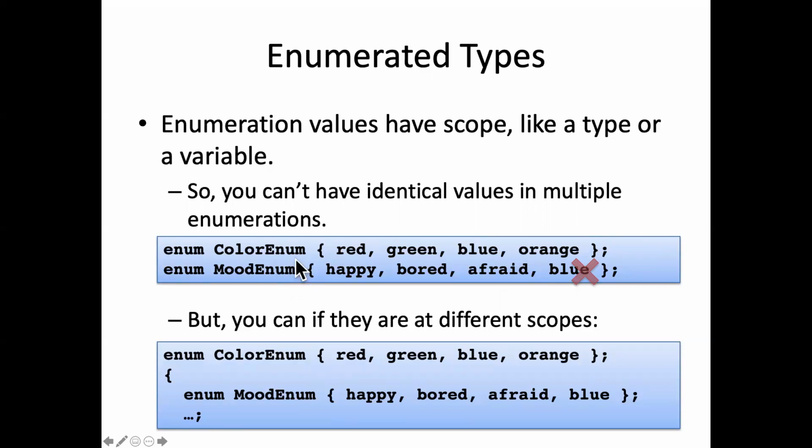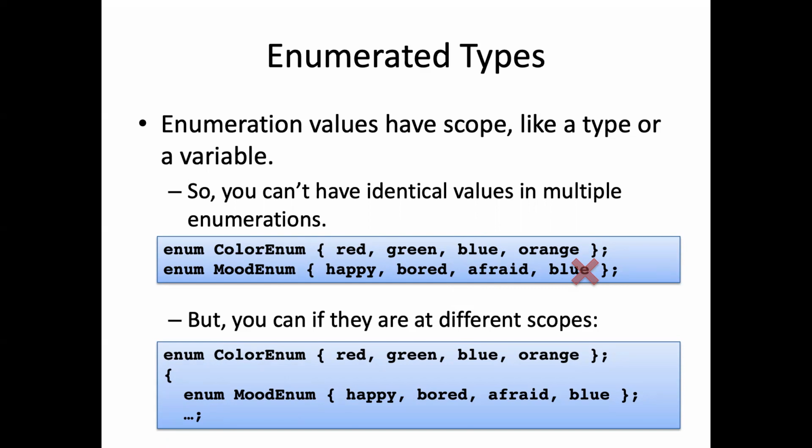But the compiler wouldn't let you define these 2 different enumerations in the same scope, because it would say, well, you've got blue here where it's going to mean 2. You've got blue here where its value is going to be 3. And the compiler won't let you have 2 different values for the same name.